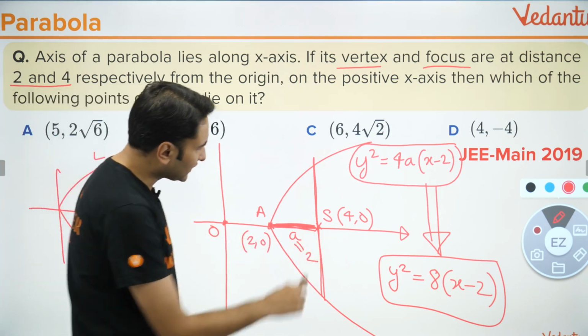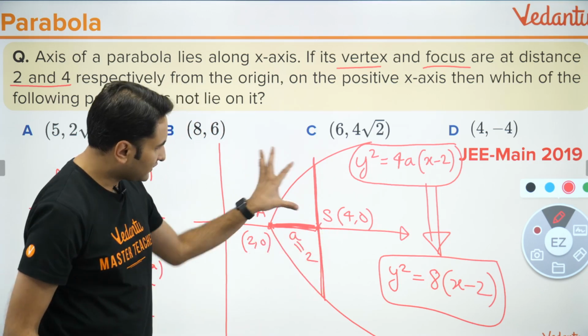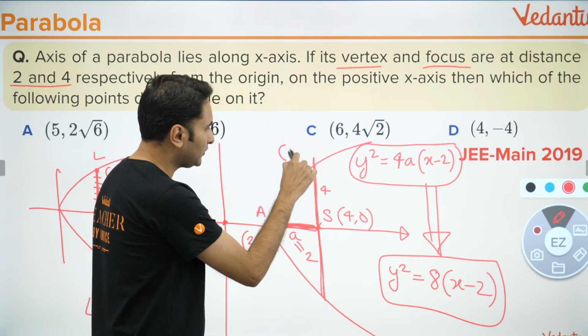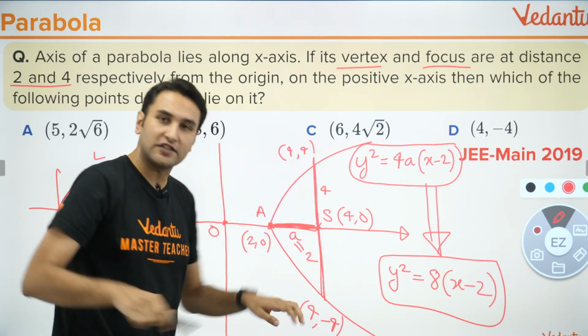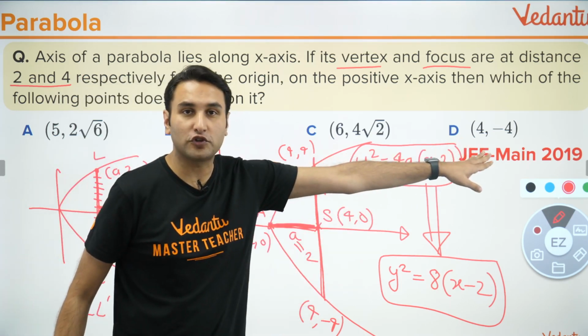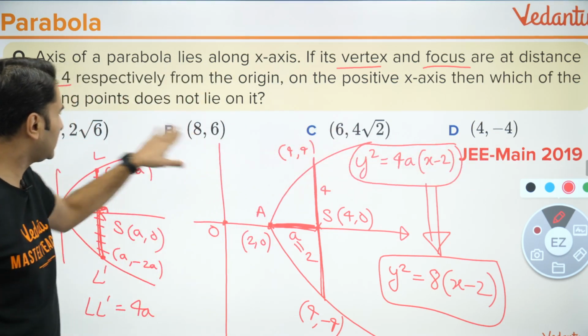तो मैं ऐसे ही बता सकता था, ये 4 के ऊपर वाला point कितना होगा? This is A. This distance will be 2a. तो बच्चों ये कितना होगा? This will be 4. This will be 4, 4, 4, minus 4. I'm just doing it for your interest to tell you कि 4, minus 4 तो definitely lies on the parabola. No need to check. Just check these 3 points.